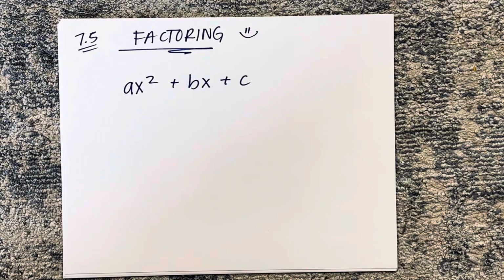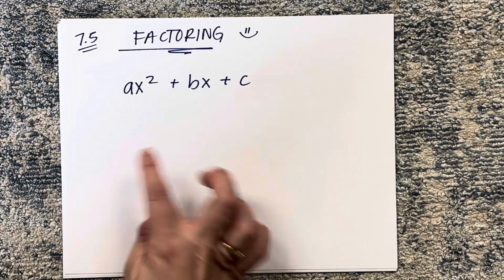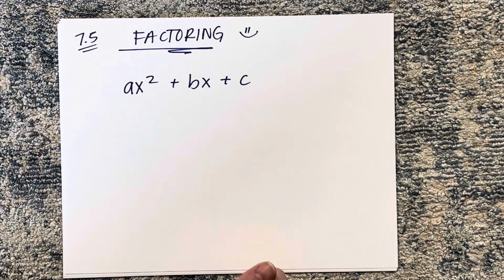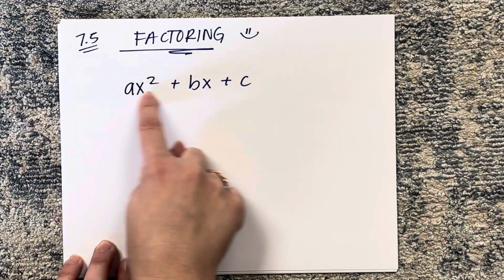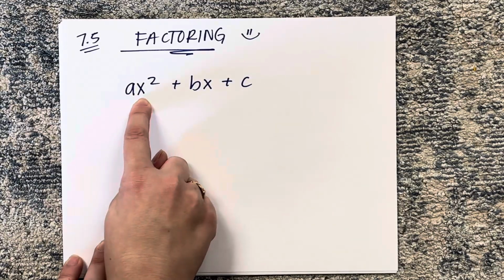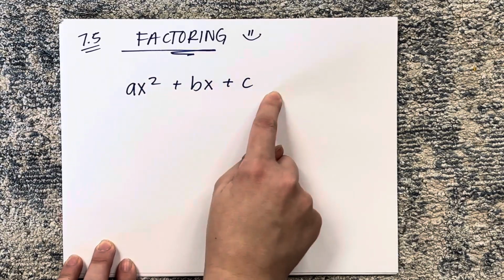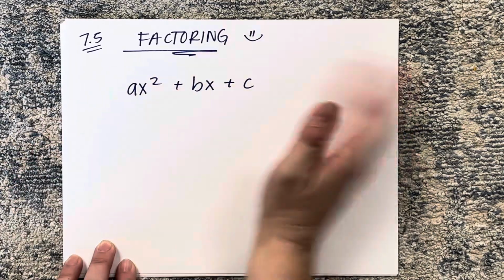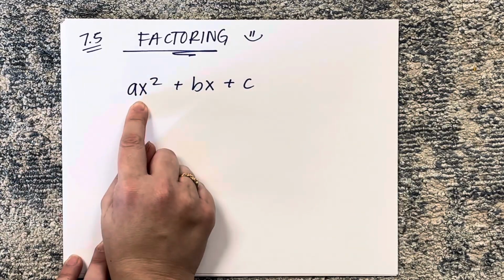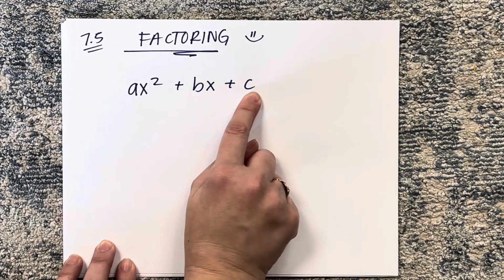Okay, kiddo, this is the second half of chapter 7, right? The first half of chapter 7 was foiling, like learning how to take two parentheses and multiply first, outer, inner, last, and get an x squared plus x plus a number expression. This is just your general x squared expression, ax squared plus bx plus c.